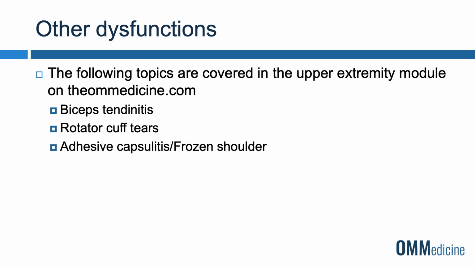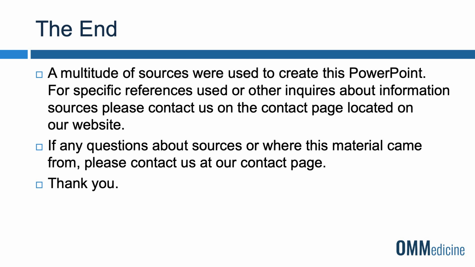And I wanted to mention on this last slide that some of the other dysfunctions of the shoulder, such as adhesive capsulitis, rotator cuff tears, and biceps tendinitis, as well as all of these special tests used to diagnose these conditions, are all covered in another module in the upper extremity course on our website. So be sure to check that out if you need to review these topics. And that brings us to the end of this module on clinical shoulder anatomy.